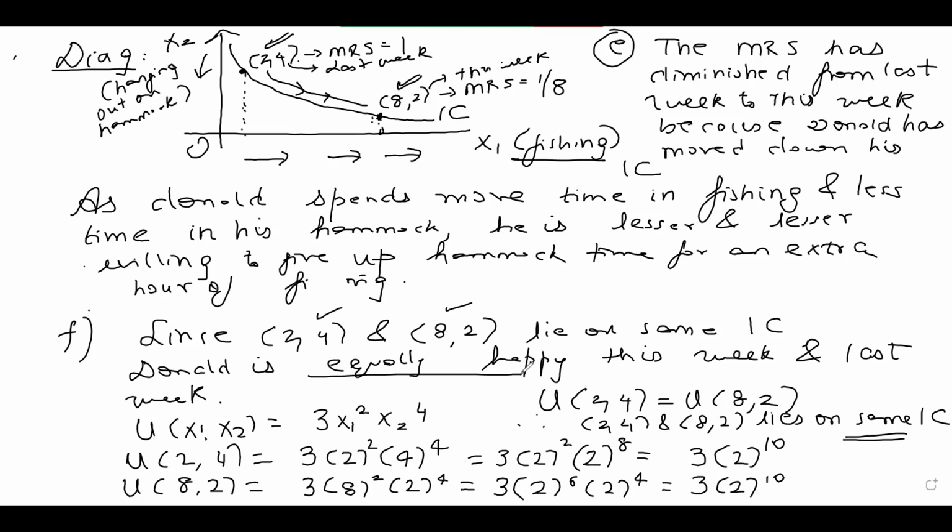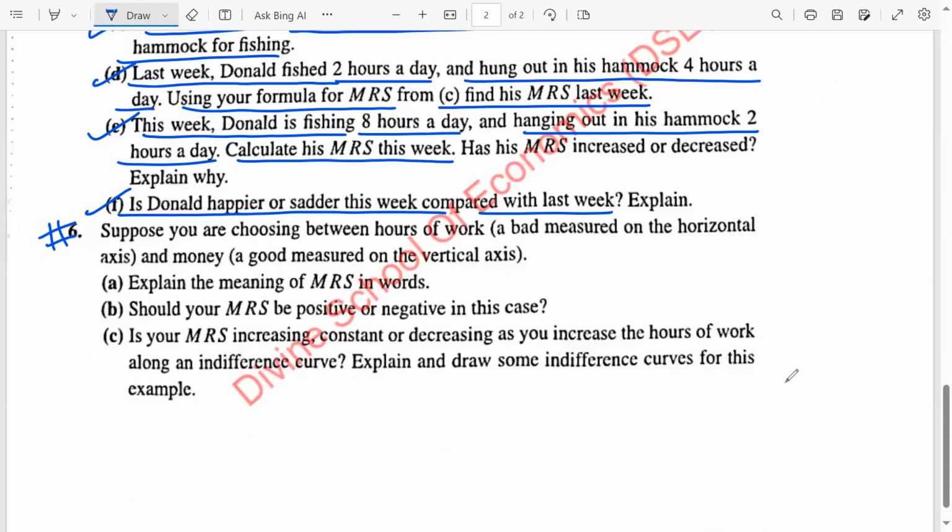Okay, so with this we are done with problem number 5 for discussion. Let's come to problem number 6. Suppose you are choosing between hours of work, a bad measured on the horizontal axis, and money, a good measured on the vertical axis. Explain the meaning of MRS in words.